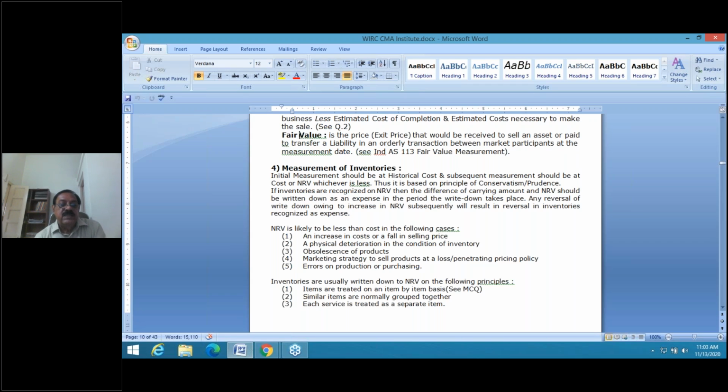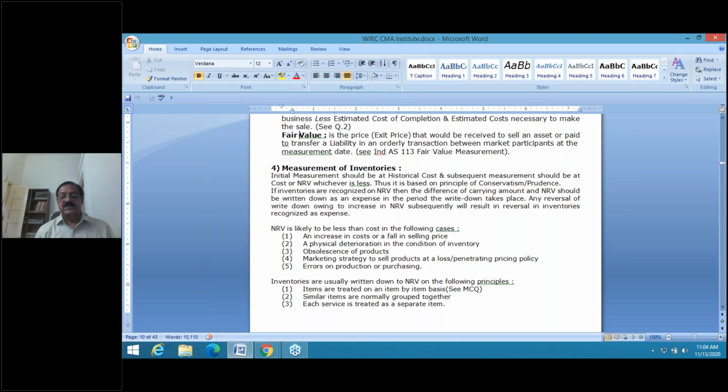NRV is likely to be less than cost. What can be the possible reasons for this? It may be an increase in cost or a fall in selling price, physical deterioration in the condition of inventory, obsolescence of products, or a marketing strategy to sell products at a loss, like a penetration pricing policy. In costing, in pricing policy, you must have learned about penetration pricing policy and skimming pricing policy. Those who follow penetration pricing policy sometimes sell the goods at just variable cost, ignoring fixed cost. So in that case also, your NRV can be lower than cost.